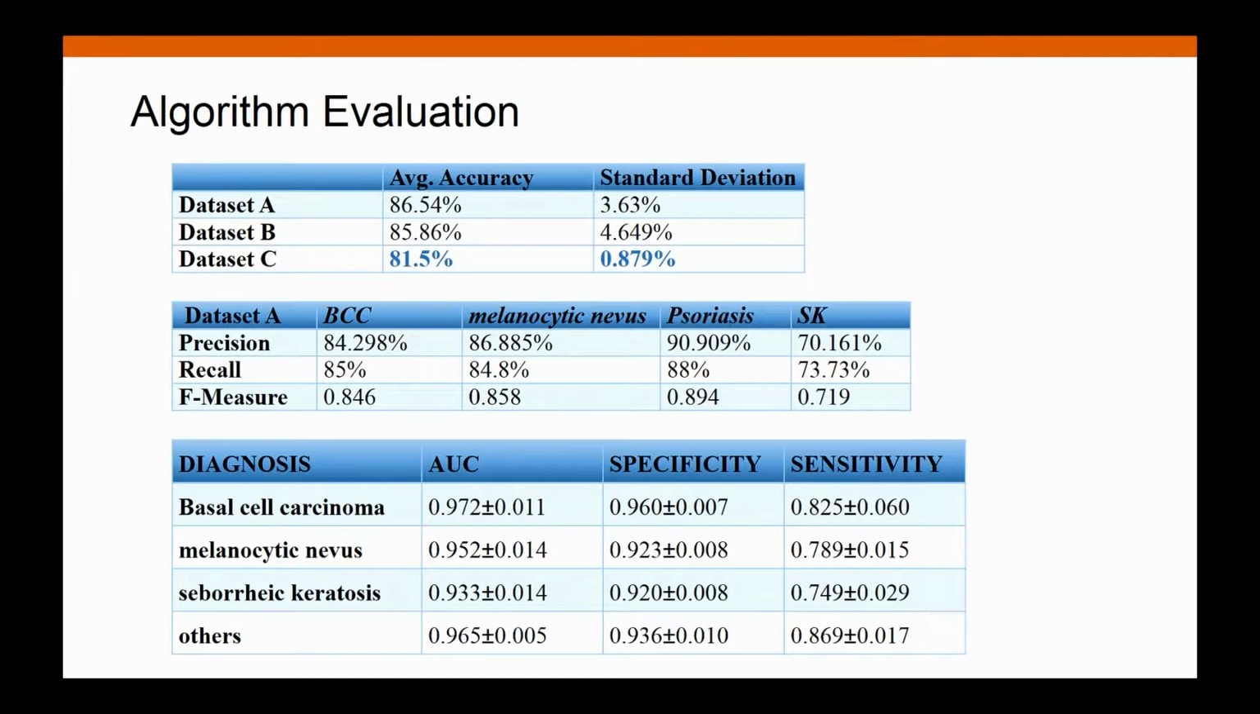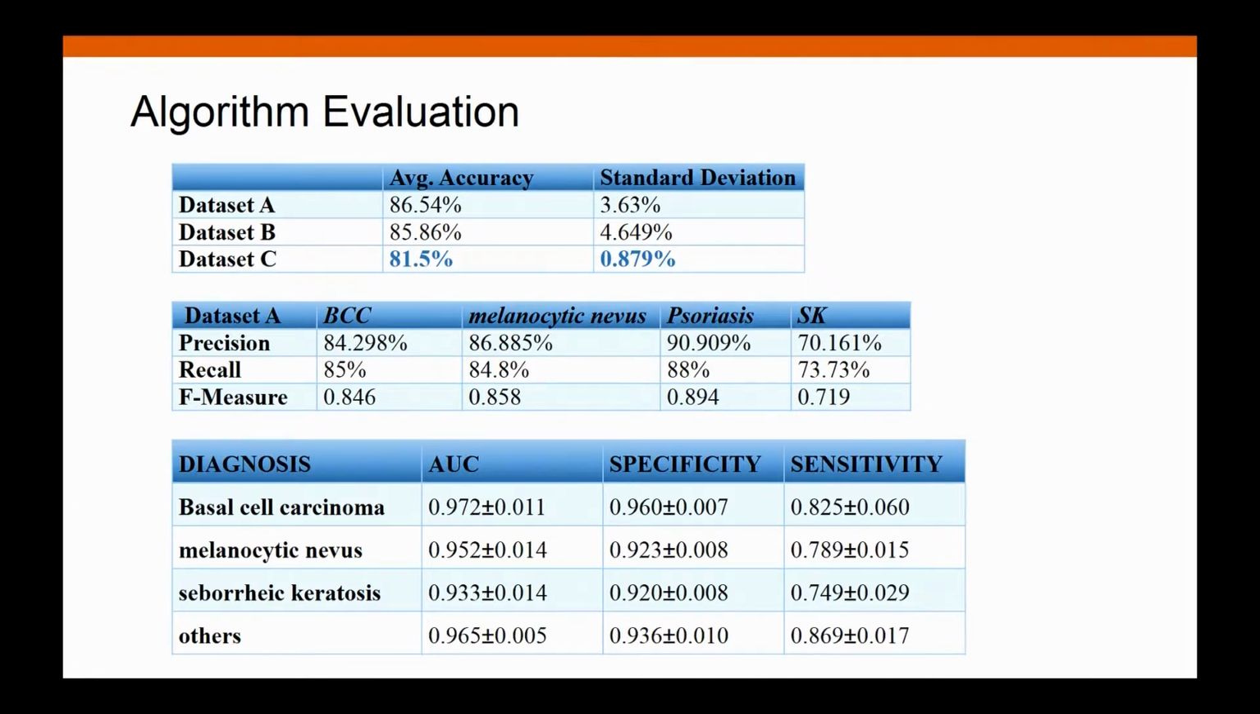And here are the evaluation and the results of our algorithm. As you can see, the average accuracy comes from the 10-fold cross-validation. The results for datasets A and B are pretty similar. That's also a kind of proof that the uneven distribution of images across different categories doesn't have a huge influence on the computer algorithm's accuracy.